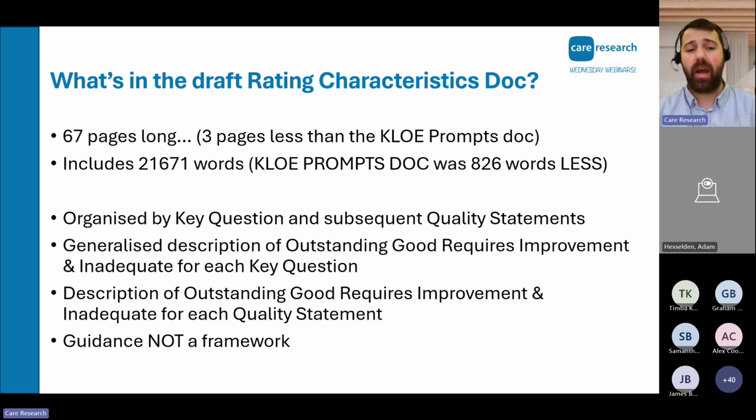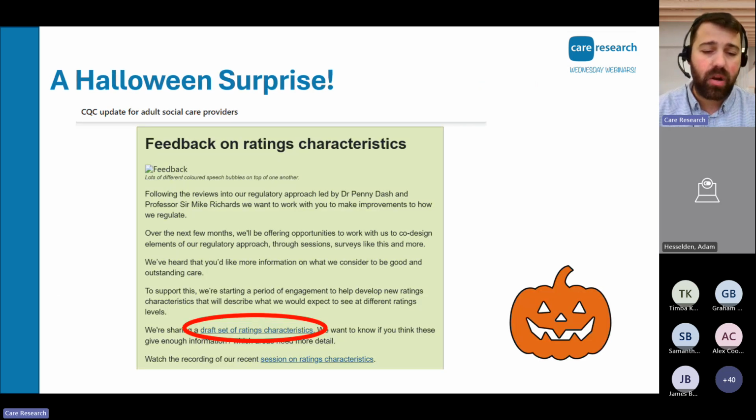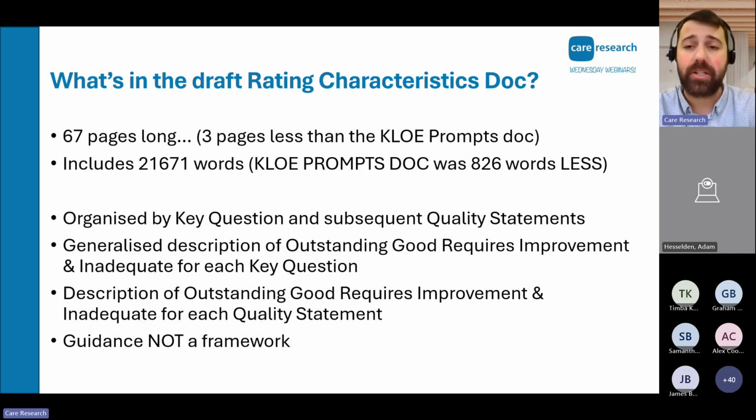And that's where this has come from. It is guidance on what outstanding, good, RI and inadequate look like for each of the quality statements. A couple of things we have to bear in mind. This is a draft. It is listed in the email as a draft. The document has draft in big letters. That doesn't mean it's not useful, doesn't mean it's not important, but it also means it's not a final version. So be aware that this is a draft guidance on the ratings characteristics.